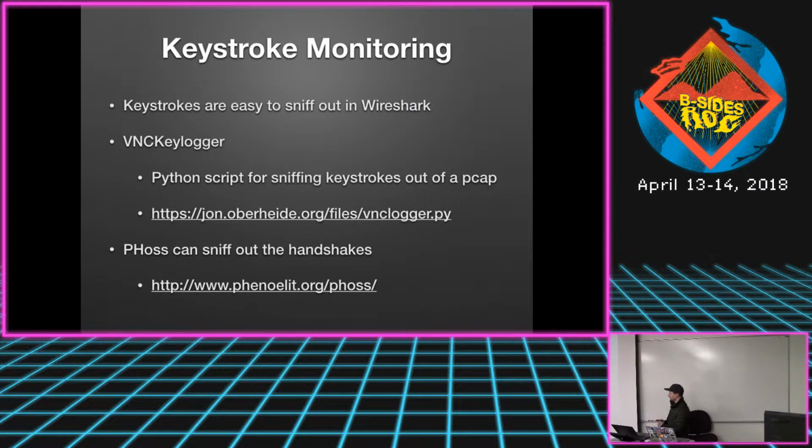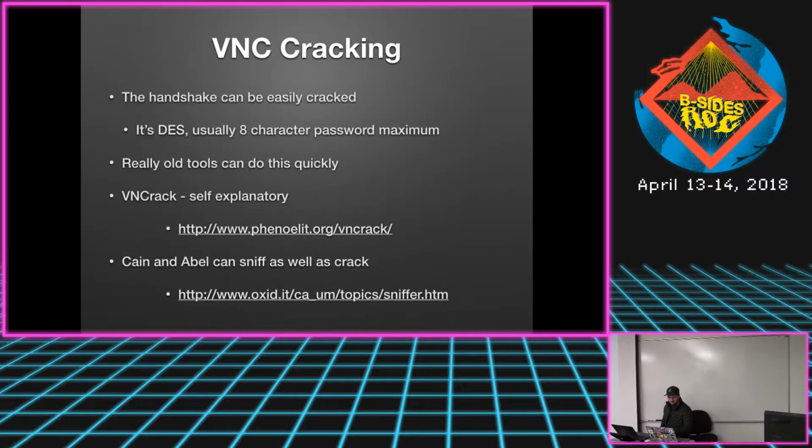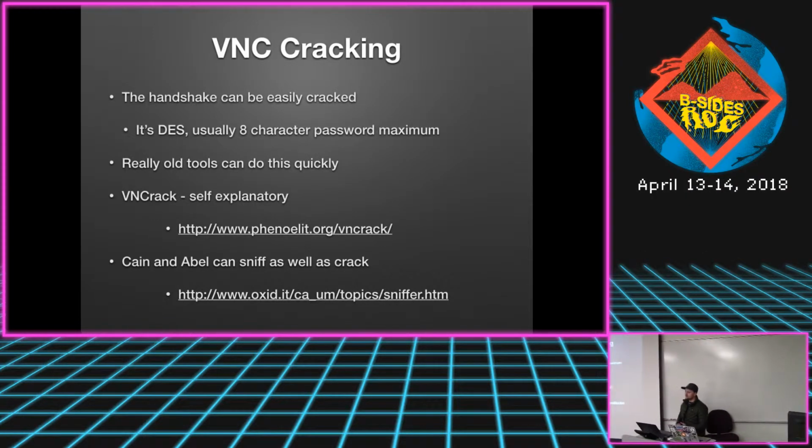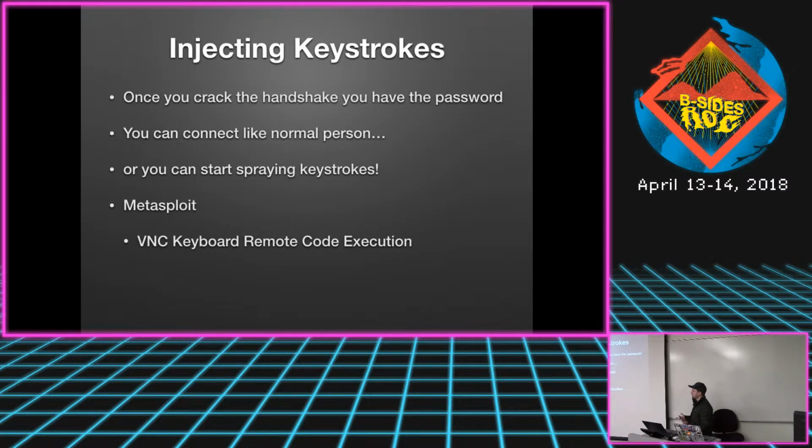So there's a couple other tools if you don't want to use Wireshark. There's this one called VNC Keylogger. You can just run it against a PCAP, and it will just extract all the keystrokes. There's another tool called FOSS. For VNC cracking, like I said before, DES, 8 characters, you can pretty much always crack it. There's a tool called VNC Crack that's pretty fast. Cain & Abel can sniff and crack these handshakes as well, which is another really old tool that you can run on Windows. So once you are able to crack this handshake, you'll get the plaintext password, and then you can just connect to VNC and just control the screen remotely.